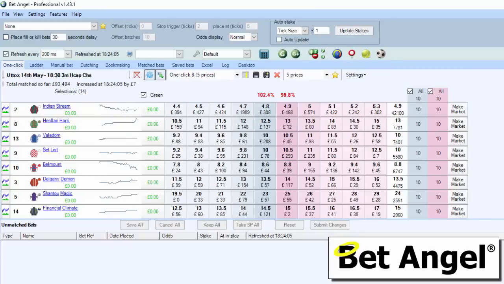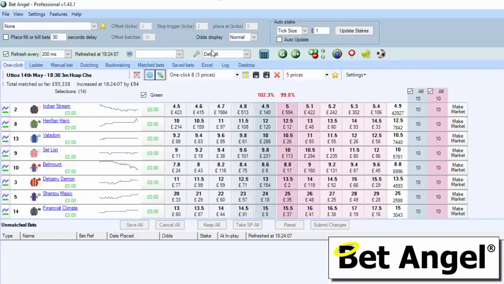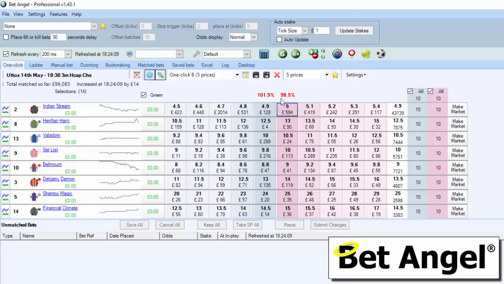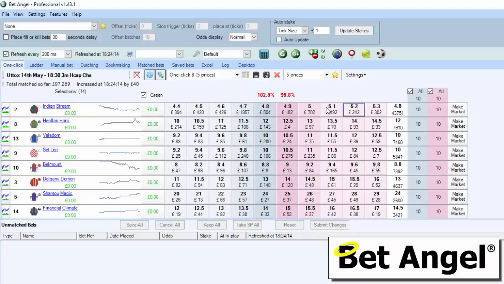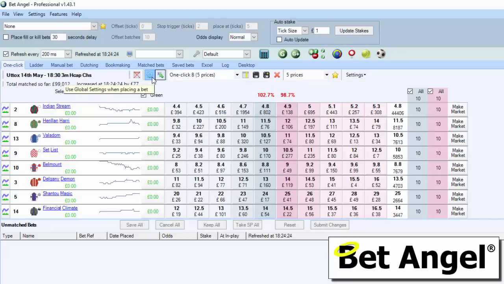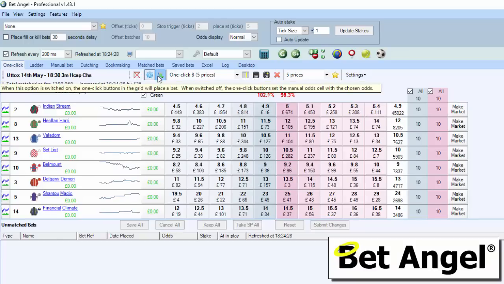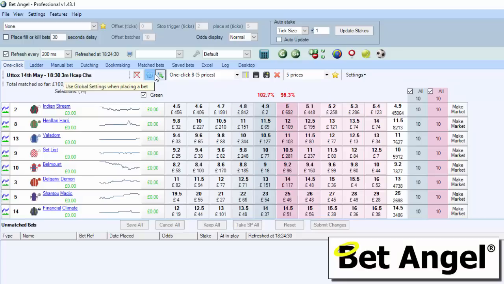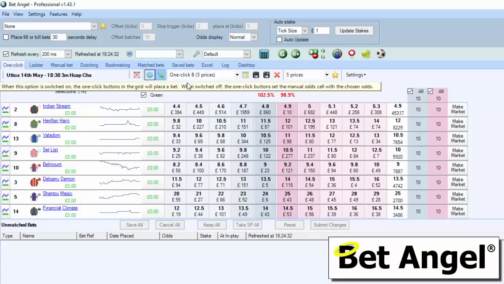So first of all, let me talk you through how the screen should be set up. I've set the odds display to normal so that all of the back prices are over here and all of the lay prices are over here. You may find that these have a cross through them, so I've made sure that these don't, because this one will allow us to place a bet on the one-click screen, and this one will allow us to use global settings. You can see little tooltips pop up when we hover over those to explain what they do.